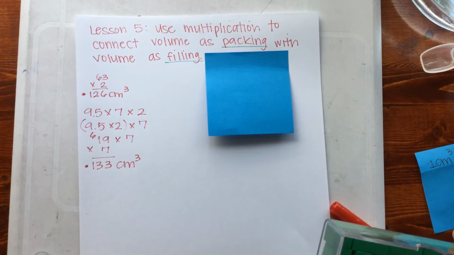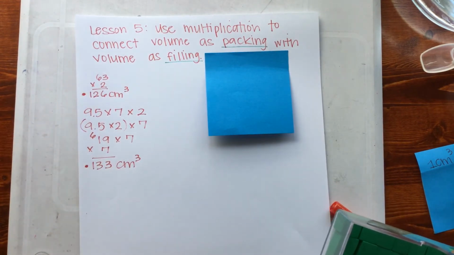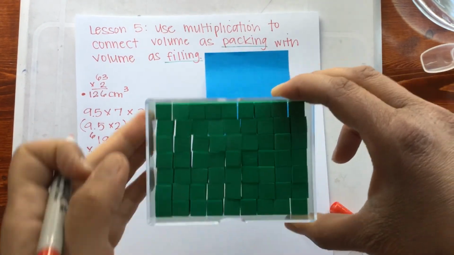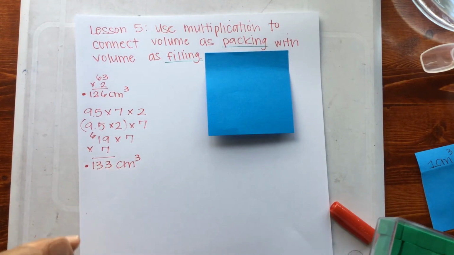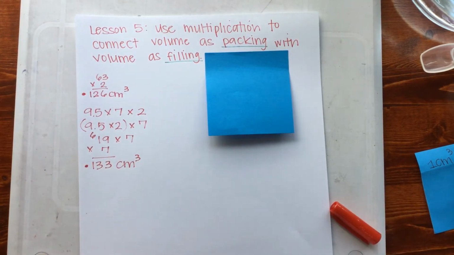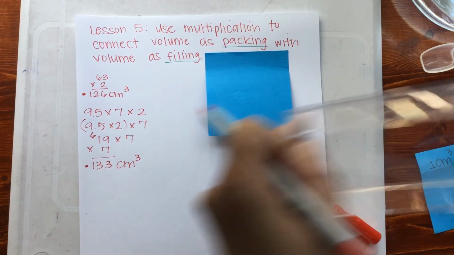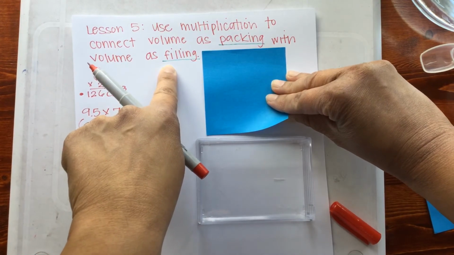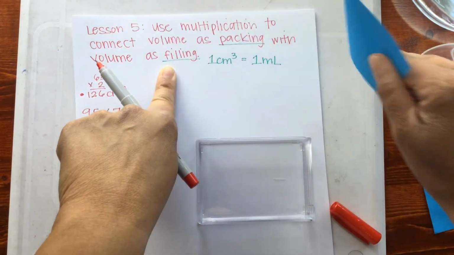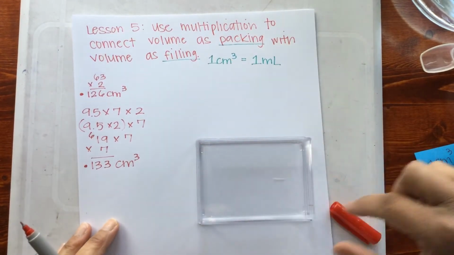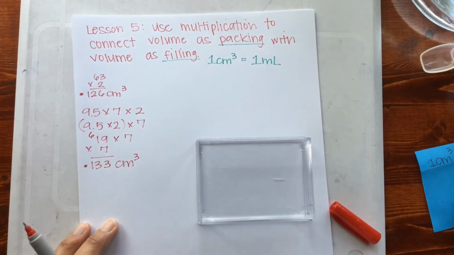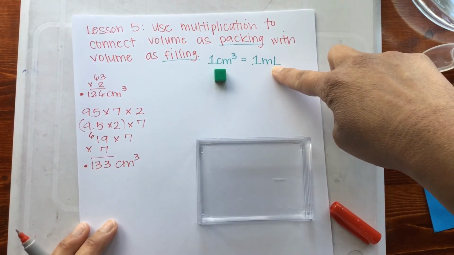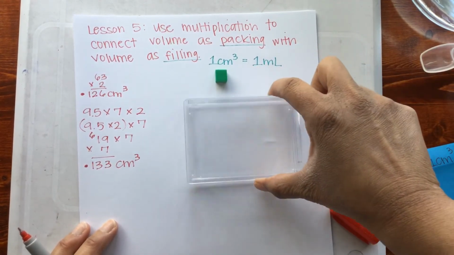So the idea is we know 2 different ways to find volume. We can pack it with cubes. We can measure length, width, and height, and then find our volume that way. But what I want us to think about today, using this structure again, is volume as filling. If we were to fill it with water, let's say. So part of our learning is understanding, and this is what we're going to make sure is true, that 1 centimeter cubed is equal to 1 milliliter. So that's what we're going to prove using our structure.